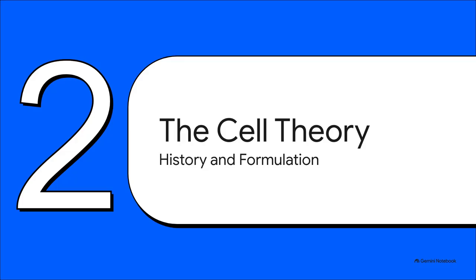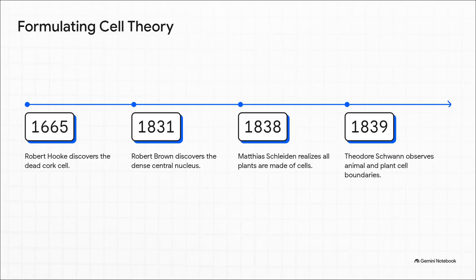Moving right along to Section 2, formulating the cell theory. You know, how did humans actually discover these invisible little units of life? It obviously didn't happen overnight. It took some brilliant minds, and crucially, the invention of the microscope. Look at this rapid historical progression. It all kicked off in 1665 when Robert Hooke first observed dead cork cells. Then, fast forward to 1831, and another Robert, Brown, peered even deeper and discovered the dense central nucleus.